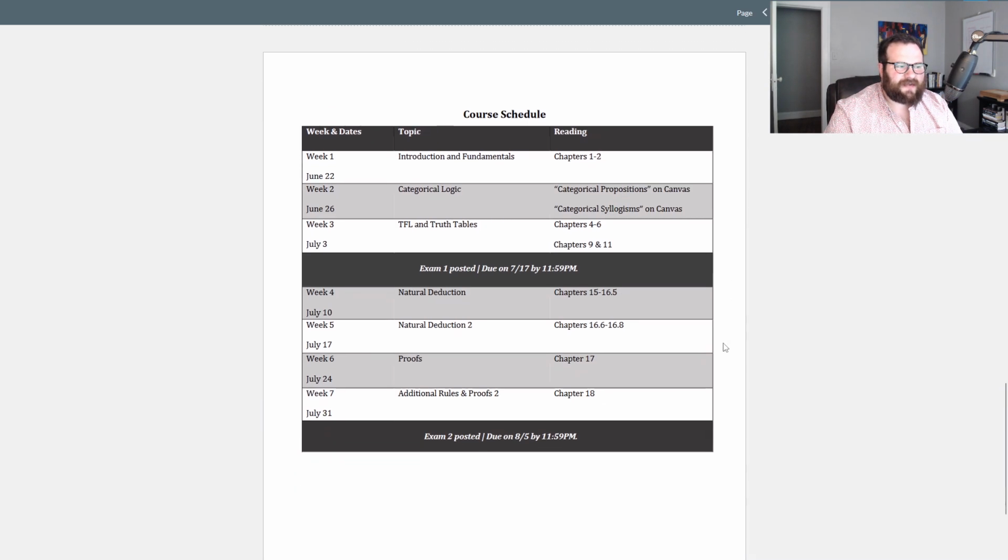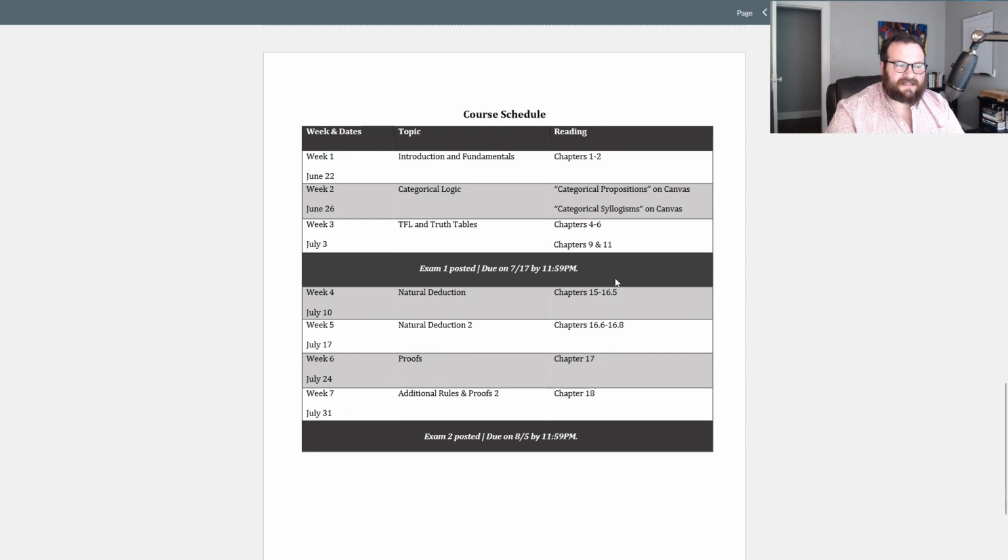Okay, last page of the syllabus is the course schedule. So here you can find per week what the topic is and what the reading for that week is, right? So we can see this week the topic is Introduction and Fundamentals, and you're expected to read chapters 1 and 2. Okay? For week 2, we're going to be looking at some readings from a different source. I'm going to supply those on Canvas.